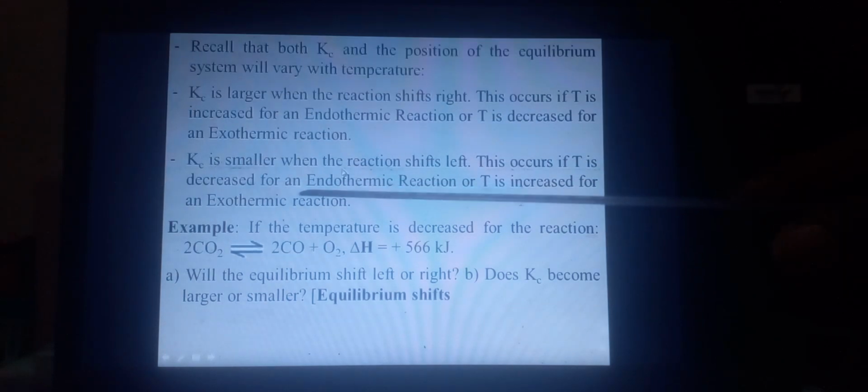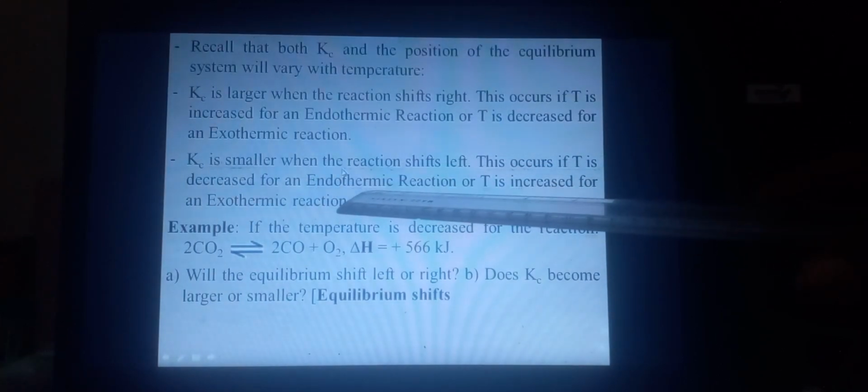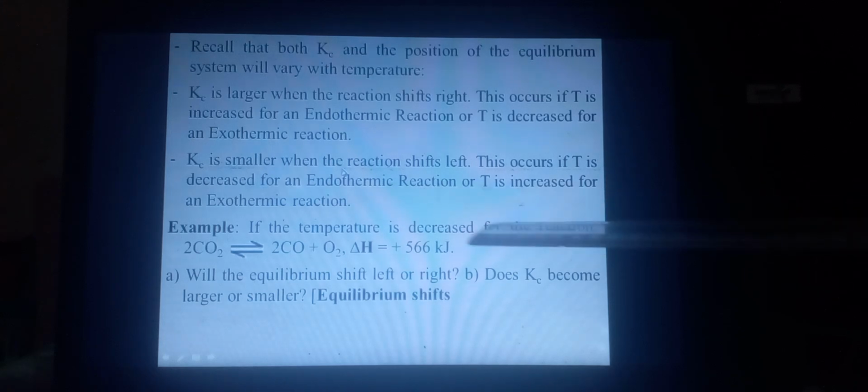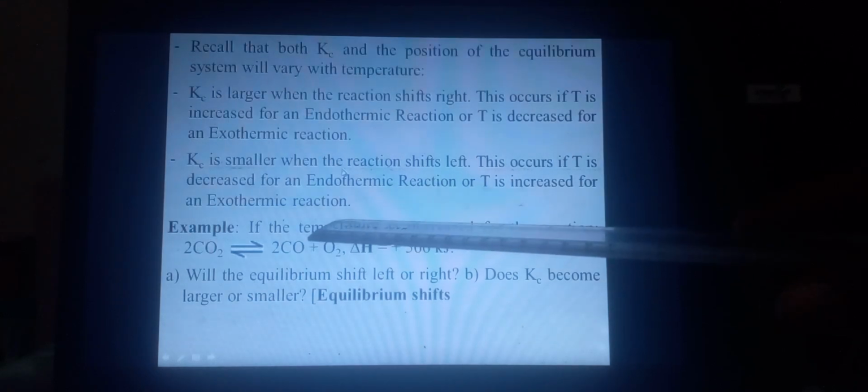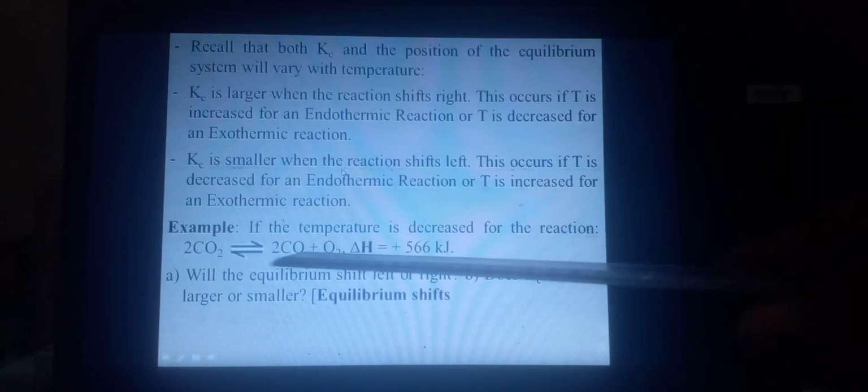Kc will be smaller when the reaction shifts to the left. This occurs if T is decreased for an endothermic reaction or T is increased for an exothermic reaction. So this one is the opposite of that. So look at this equation now.